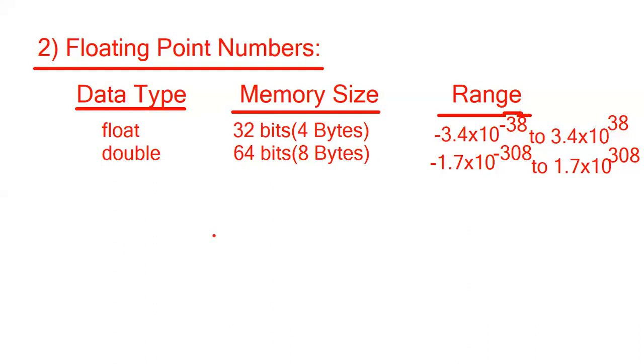Okay. Now, if the number is a floating point number like this, you have to select float or double data types. Okay. Two data types, float and double. Float size, double size, float range. Okay. Is it over? Next one.